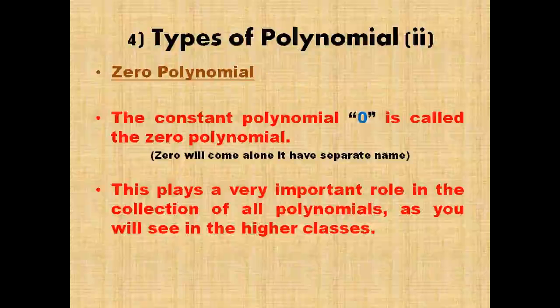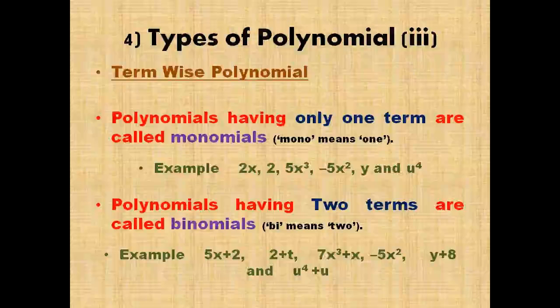Next, this is so important: term-wise and degree-wise. We already studied terms. If the expression inside is bonded with plus or minus, those are terms. If any polynomial has one and only one term, it is called a monomial, because mono means 1. Examples: 2x, 2, 5x cubed, minus 5x squared, y to the power 4. In this example, tell me, in minus 5x squared, what is the coefficient of x squared?